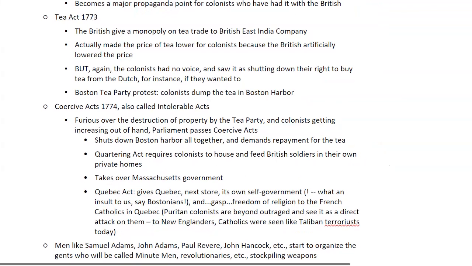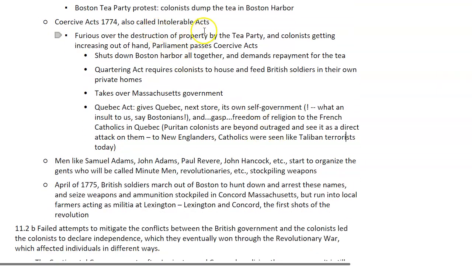Well, the Tea Party is a big, again, propaganda thing, but it really infuriates the British because now the colonists are destroying valuable property of their businesses. So the British government, furious about this, in 1774 passes the Intolerable Acts, also called the Coercive Acts. It shuts down Boston Harbor completely. You want to destroy tea? We're going to shut down your whole business.